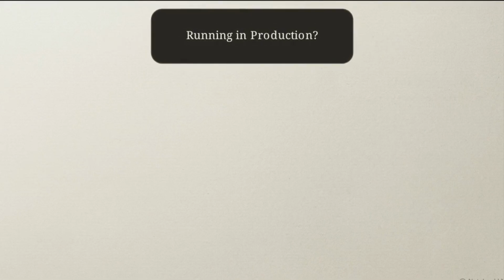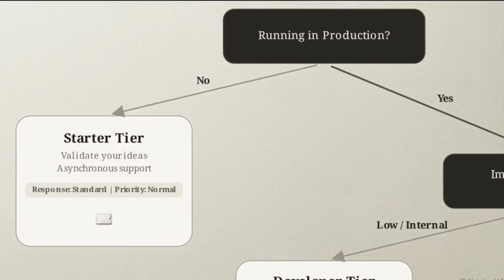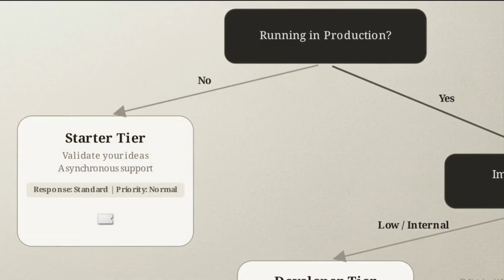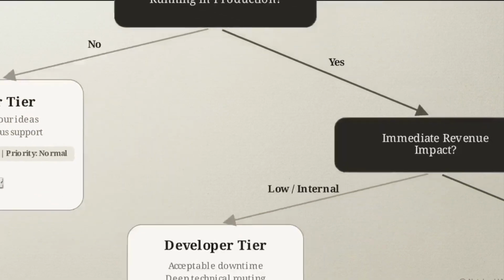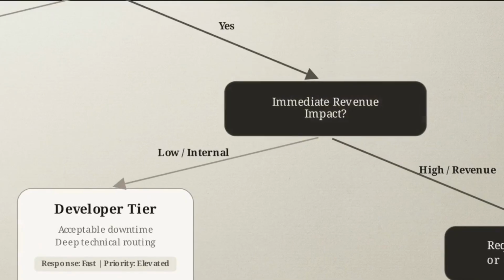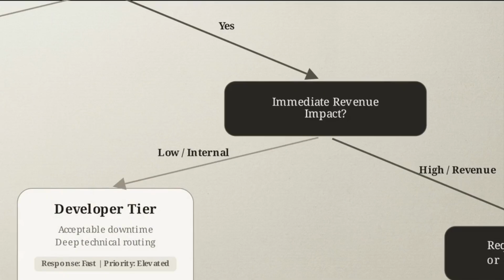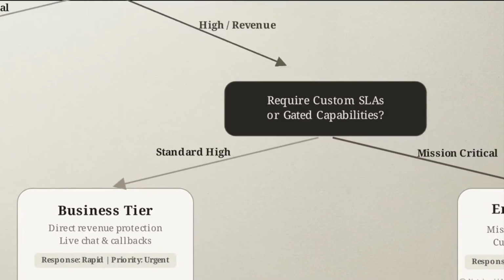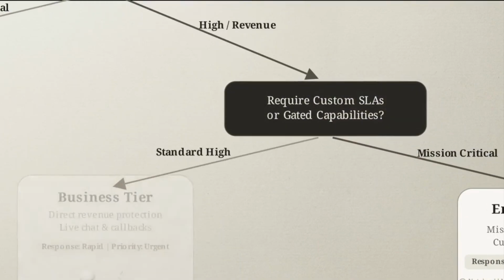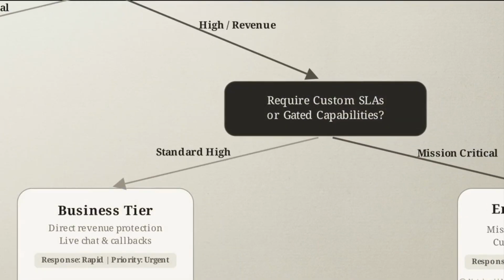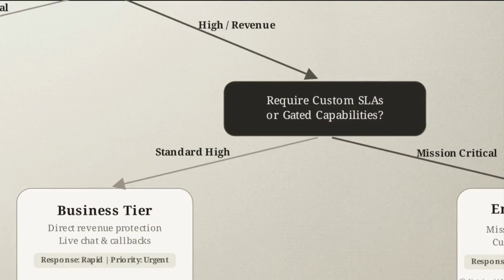First question: are you running in production? If no, stay on Starter. Validate your ideas without spending a dime. If you are in production, ask yourself, does downtime immediately cost me customers? If it's an internal tool or a project where an hour offline is acceptable, the developer tier provides the technical depth you need. If an outage costs direct revenue, you need the live chat and callback features of the business tier to restore service quickly.